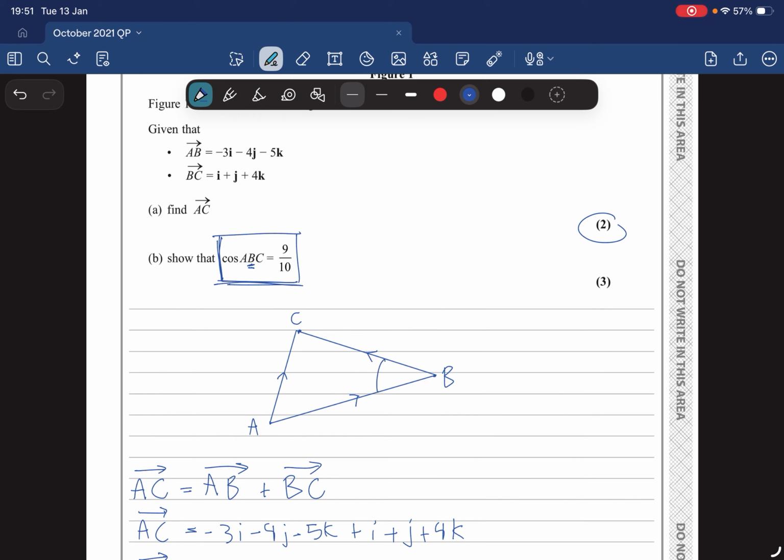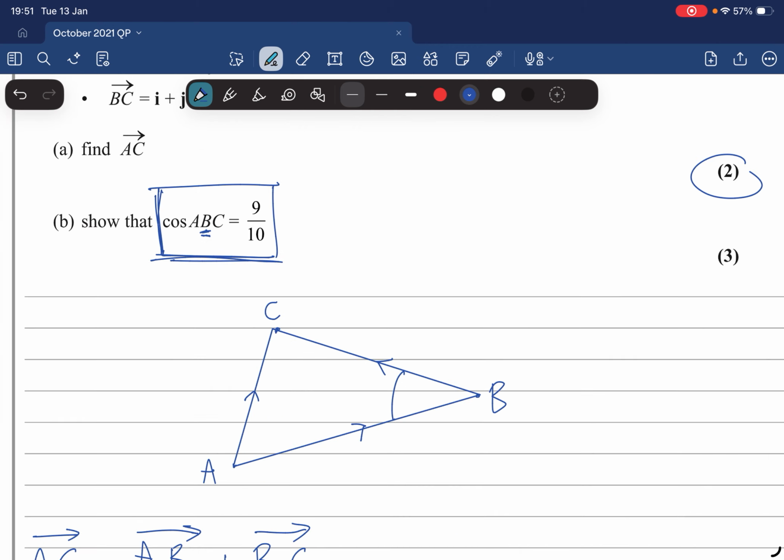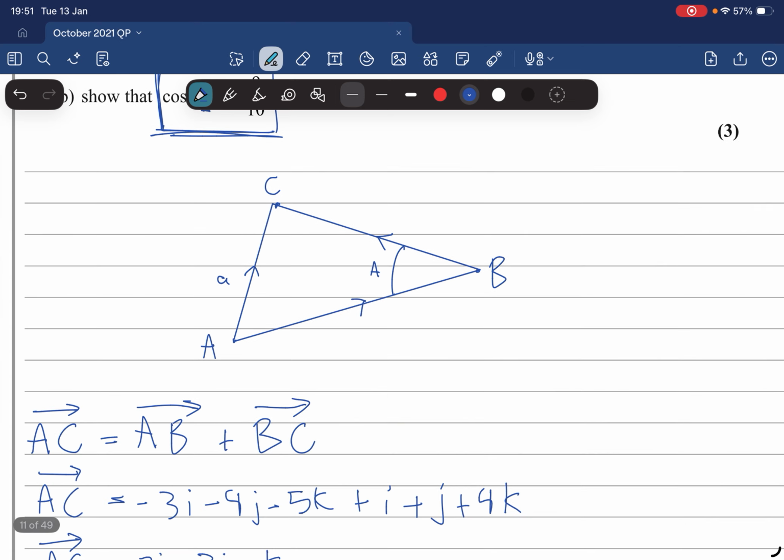Now I'm going to label them slightly differently, though it doesn't really matter. The main part is that A is the actual side opposite the angle we're trying to find. So we're going to call that little a, then b, and then that is c. Okay?